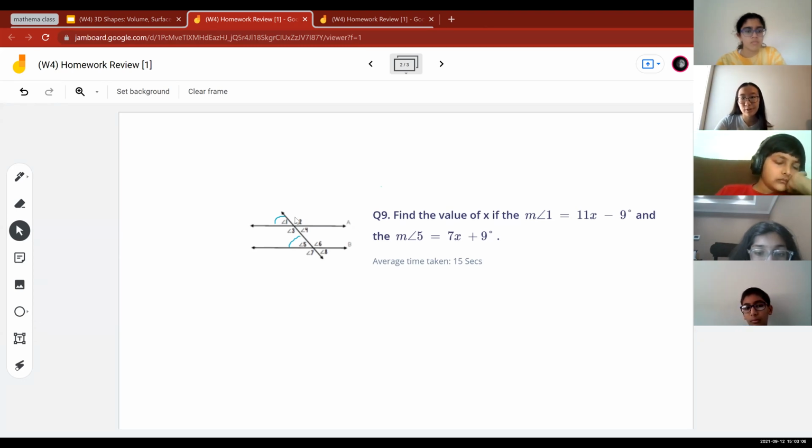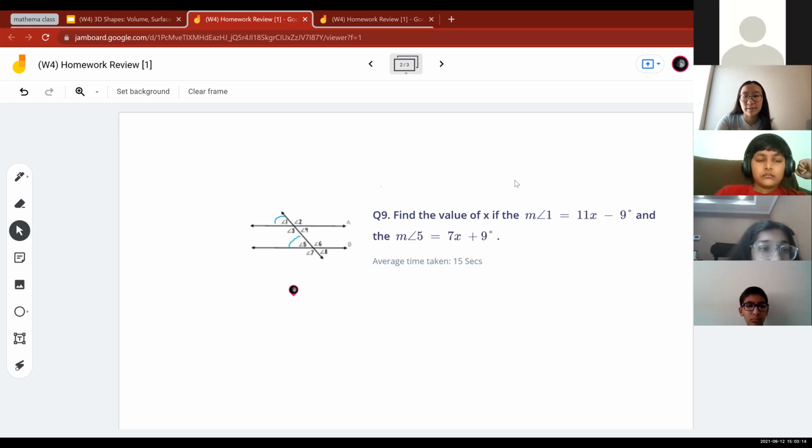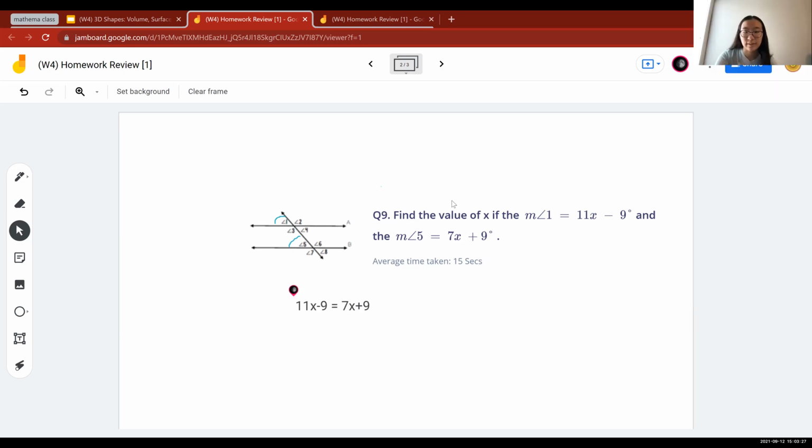So what do we know about corresponding angles? We know that their measures are equal. So now we can set up an equation that says 11x minus 9 equals 7x plus 9. And then you just have to solve for x. So then you get 4x equals 18 and x equals 4.5.